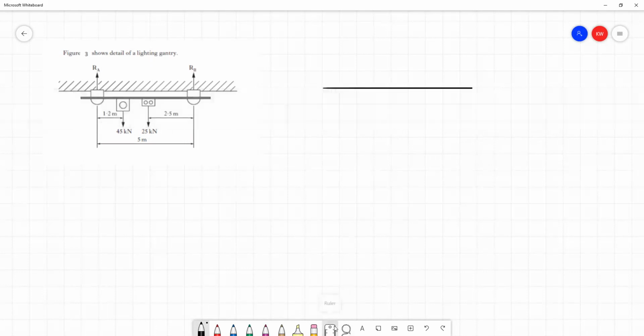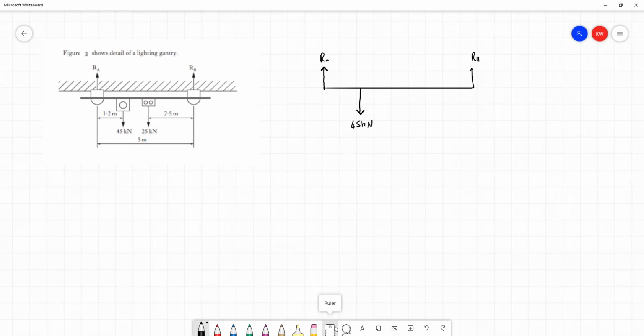Now we have supports at either end of the gantry. So I'm going to draw vertical forces in here for RA and RB. I'm just copying these from the position on the diagram. And there's two loads suspended, two pieces of equipment, lighting suspended from this gantry. And I mark them in here as well. This is not a scale diagram, so it can be drawn in approximately. We will mark in all the values as indicated in the question.